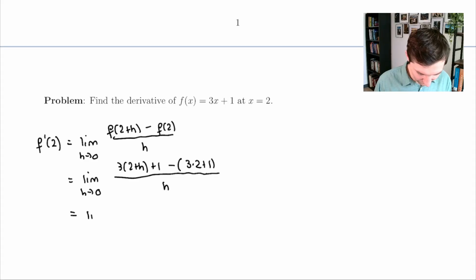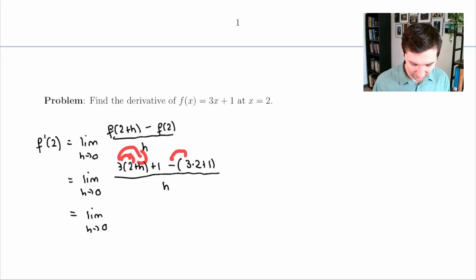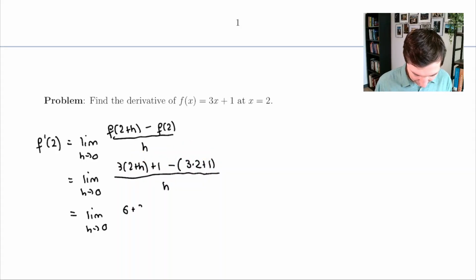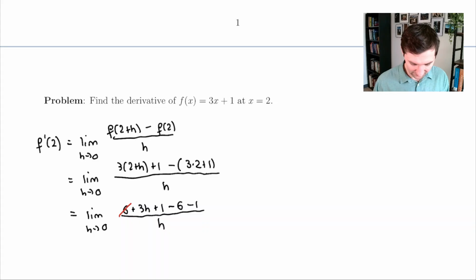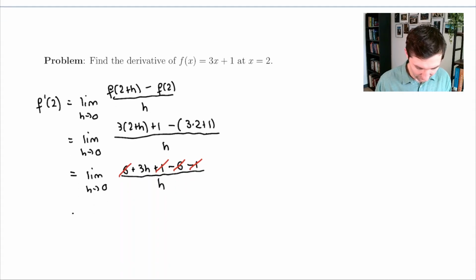Now I can simplify the numerator by multiplying out the first parentheses and by distributing the minus into the second parentheses. And I get 6 plus 3h plus 1 minus 6 minus 1, everything divided by h. I see that 6 and negative 6 go away, 1 and negative 1 go away, so what I have left in the numerator is 3h. In the denominator I had h. This allows me to divide out h, and I get the limit as h goes to 0 of 3.